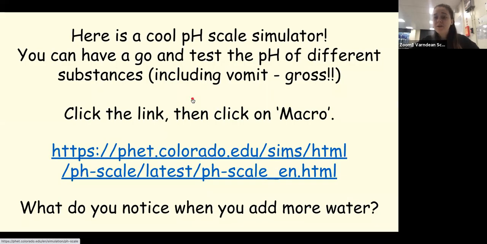Okay, something for you to have a little look at afterwards. We've got this really cool pH scale simulator. So if you can't have a go at that practical at home, have a little go at this. You can test the pH of some different substances, including vomit, which is super gross. But if you click on this link and then click on macro, you can have a little look at there. Have a little look at what you notice when you add more water. What happens to the pH?